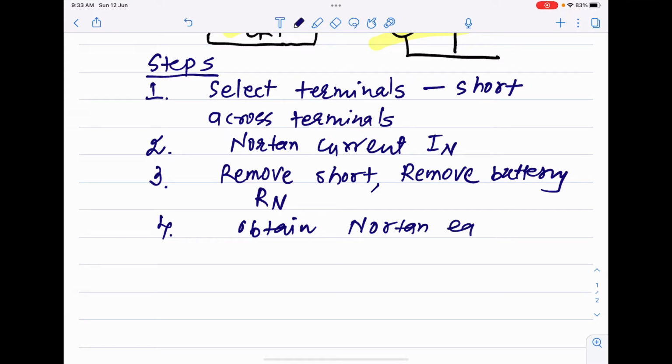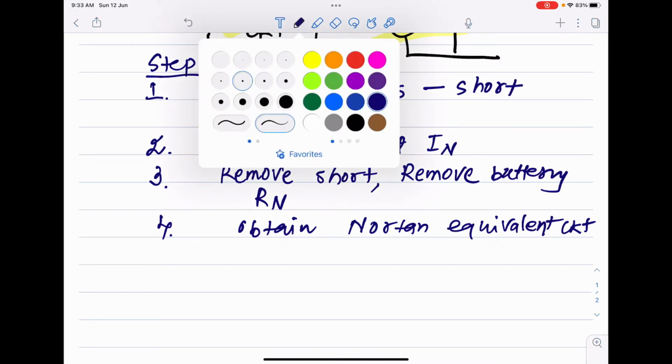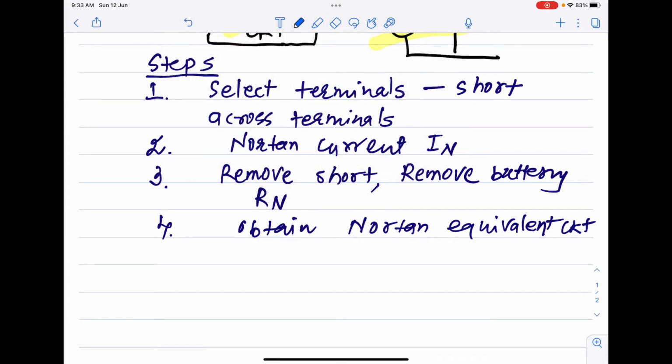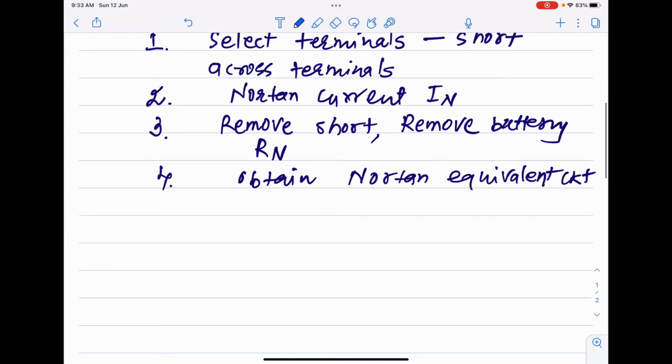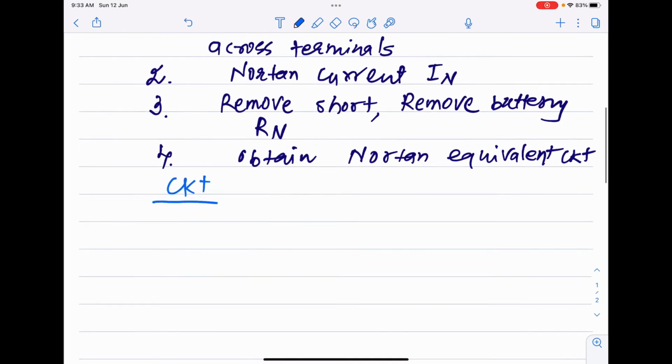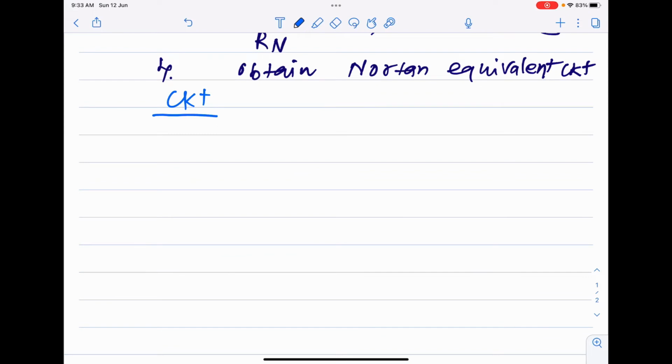The Norton equivalent circuit will consist of a current source followed by a parallel resistance. So let us understand how these steps can be applied in order to obtain the Norton equivalent. We will consider a simple circuit like this.